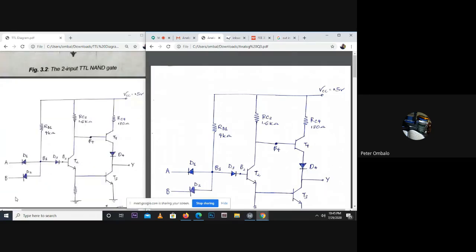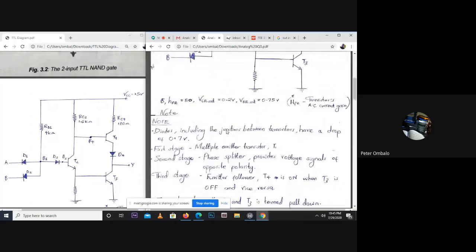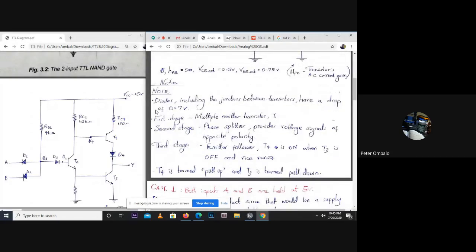The transistor has two emitters. I have represented the emitters using two diodes. And then the collector of T1 has also been presented as a diode. Just a few things that I thought were noteworthy before we tackle the question. Diodes, including the junctions between transistors, have a drop of 0.7 volts. These are things that we already know, but I thought they were important in explaining the question.